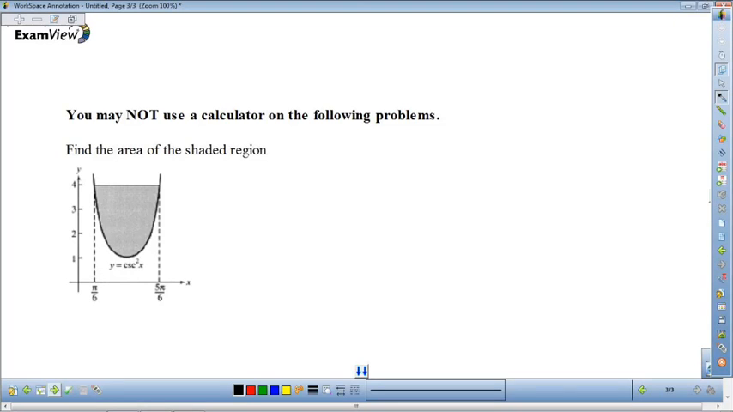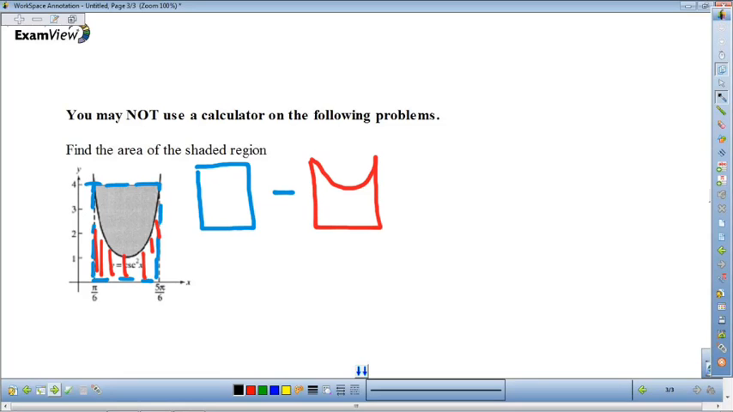We want to find the area of the shaded region. So we're going to have to find the area of the rectangle and subtract the area under the curve of the cosecant squared graph.